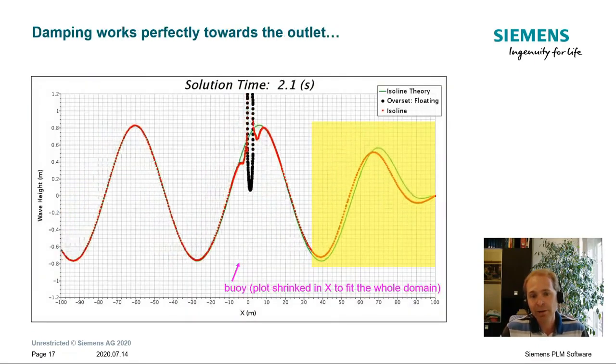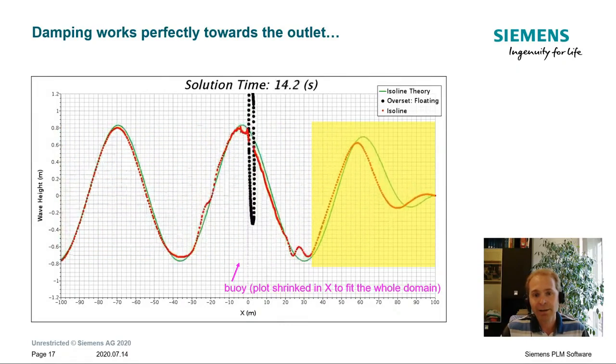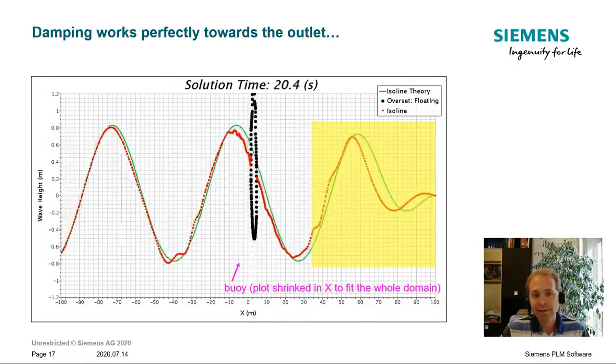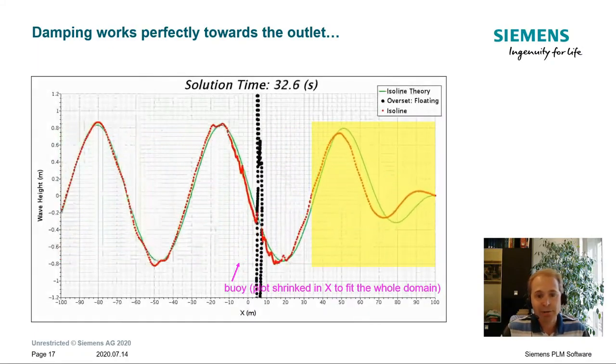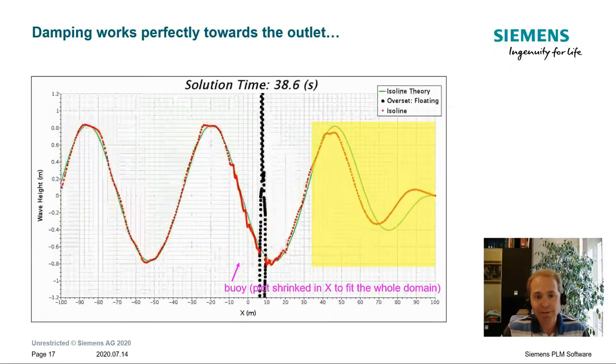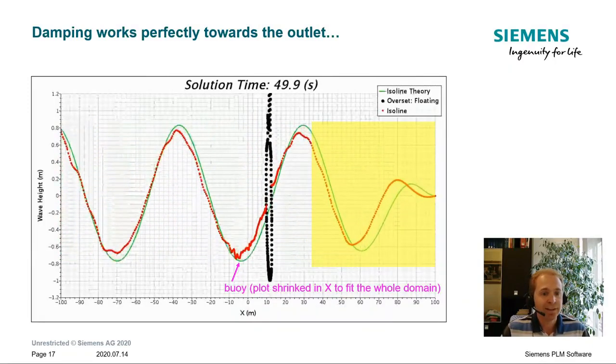So now, if I look again at the entire domain and I apply the damping towards the outlet, I see that no waves are coming back from the outlet. However, unfortunately, there are some small waves that are reflected from the buoy back towards the inlet. And when they reach the inlet, they actually get reflected back towards the object again. And hence, after several wave passages, this can definitely disrupt the solution.